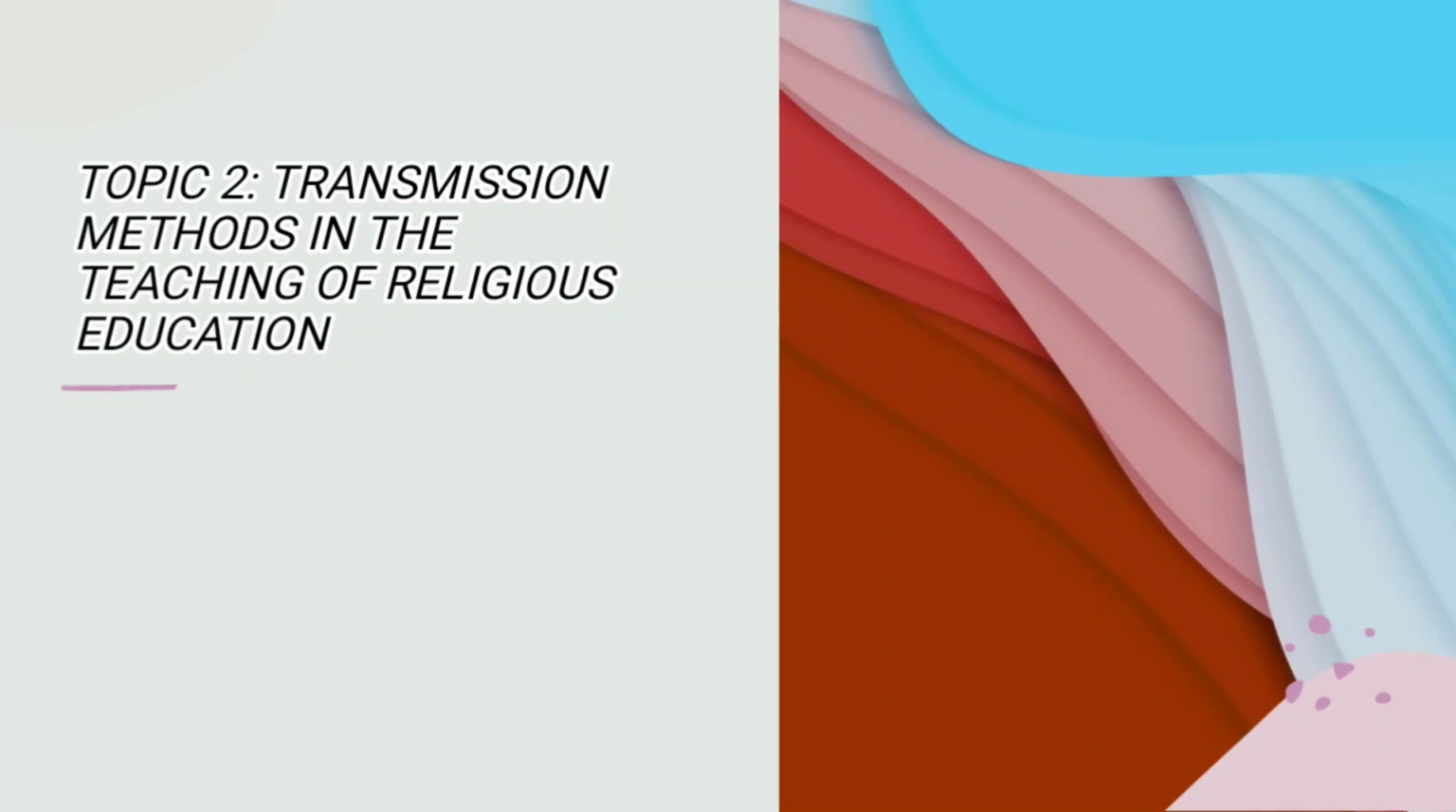This is topic two. In our previous class, we were able to cover so many things. I introduced you to CRE, that is Christian Religious Education. We were able to define it, and we said that CRE is a branch of theology which is concerned with the systematic study of Christian teachings, beliefs, and doctrines.